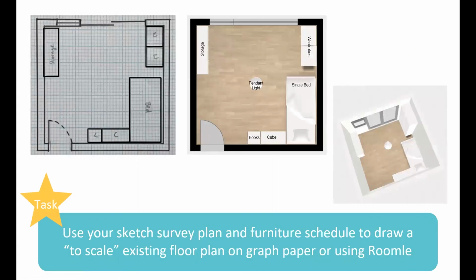So now I've shown you how to draw to scale floor plans using graph paper and Roomle. You can choose which way you want to do it, and then use the sketch survey plan and your furniture schedule to draw a to scale existing floor plan of your room. So choose which way you want to do it, and have fun creating your existing floor plan. Thanks for watching.